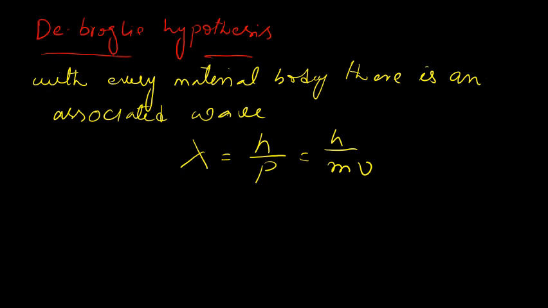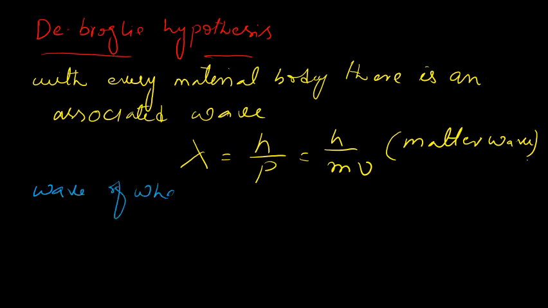After de Broglie said that there is a wave related to every material body, he named it the matter wave. Now the question is, what kind of wave is this? The main question here is, the wave of what?